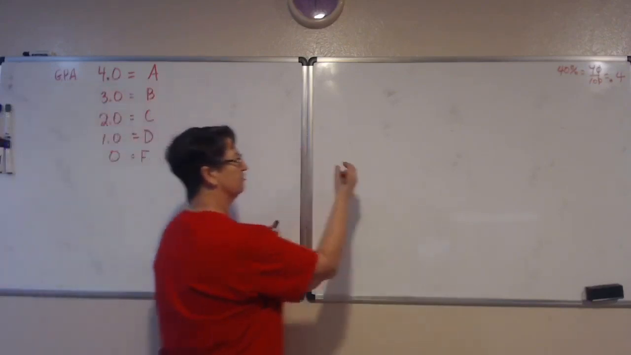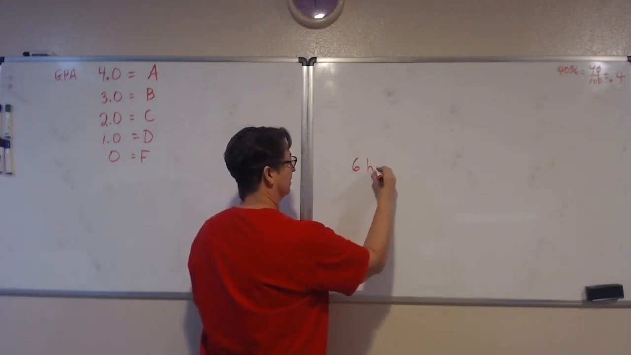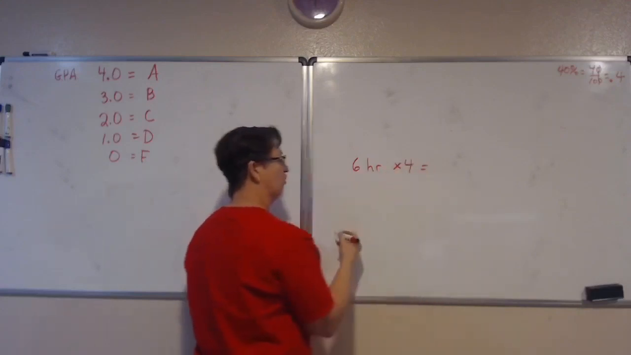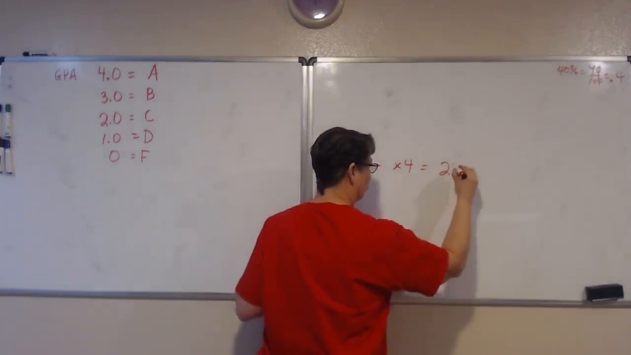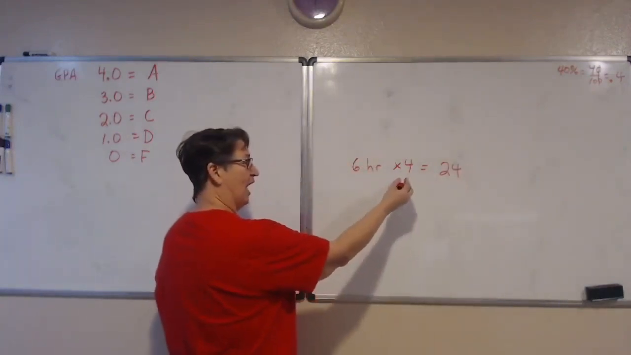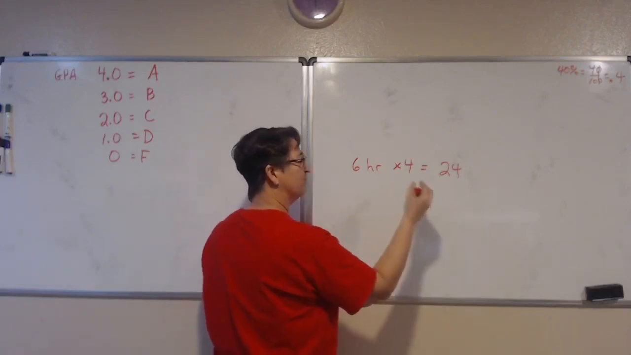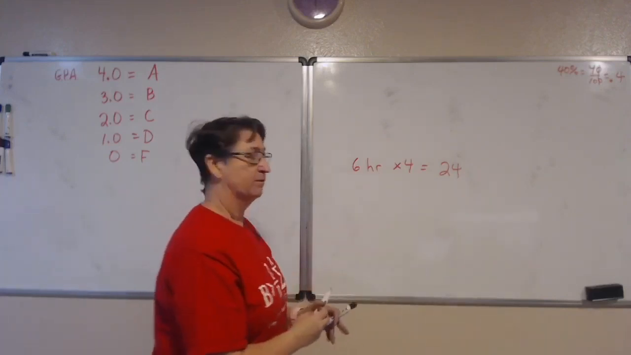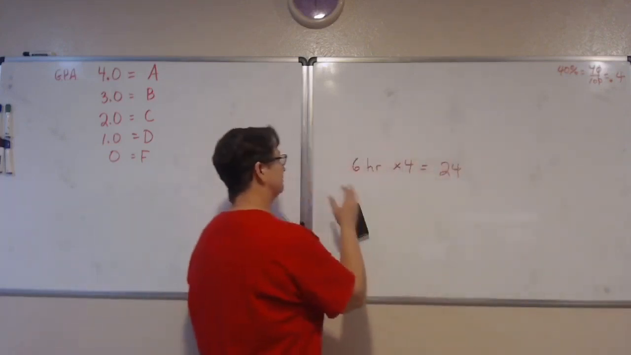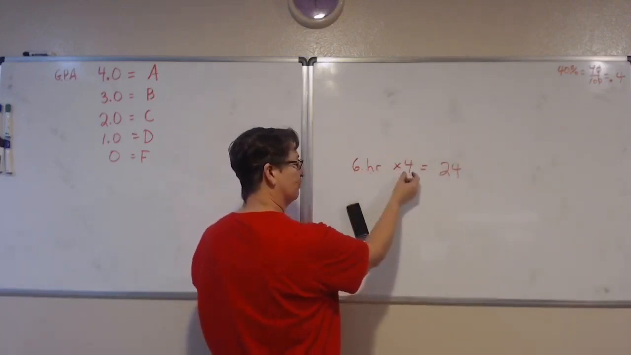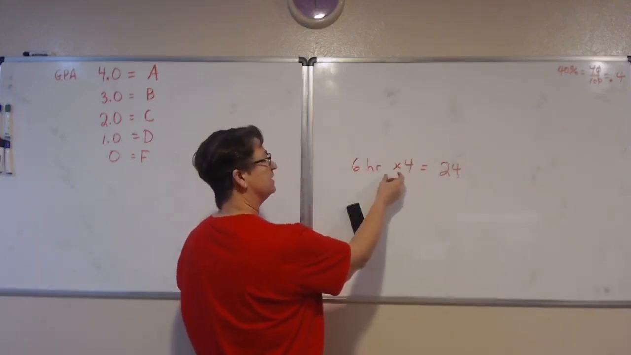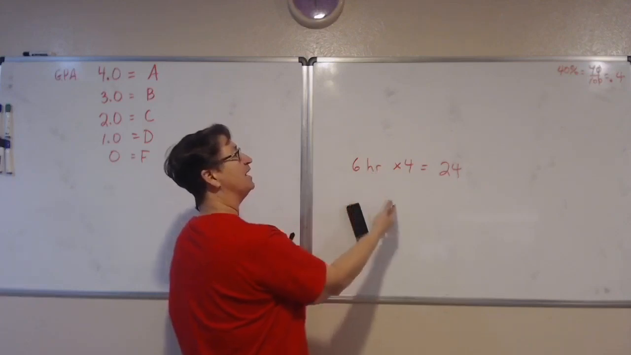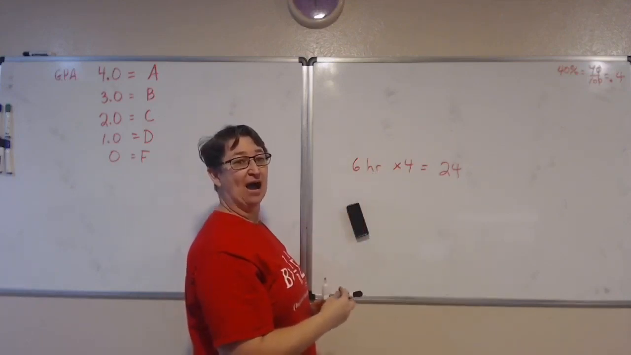Now let's just look at it. If this class is worth 6 hours, and you make an A in it, I just told you they're worth 4 points for every hour. Well, 6 times 4 is 24. How do I get back to that 4.0? Well, you divide by the number of hours that you're taking. We're going to do the same thing that we did before, multiplying the number of points it's worth, but this time we're weighting by the number of hours. And then at the end, we divide by however many hours you took.